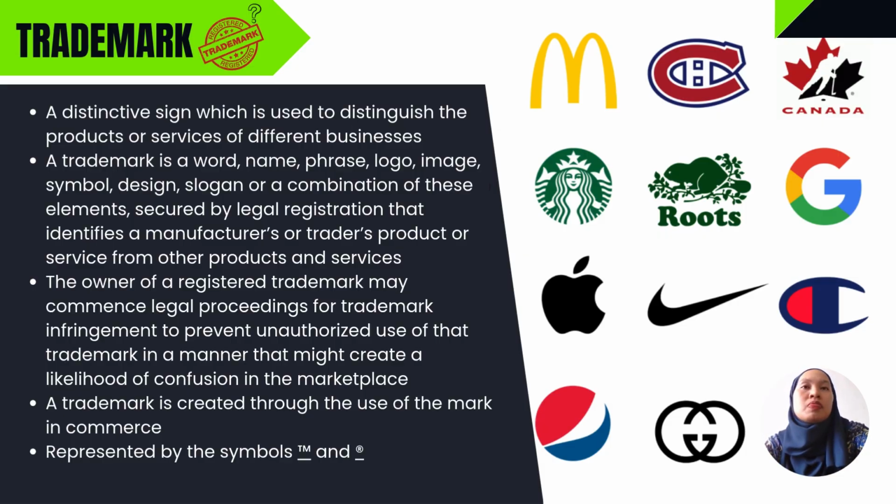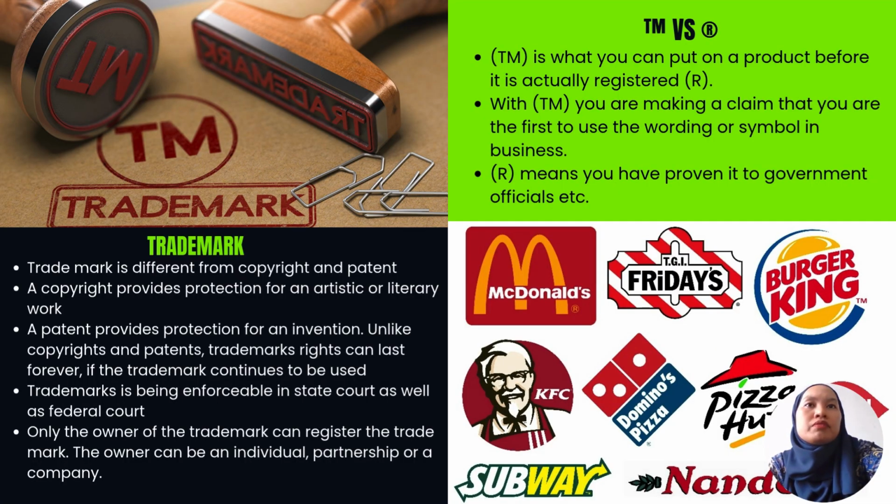Mostly all trademarks are represented by two symbols, TM and R. A trademark is different from a copyright and also a patent. We know that copyrights provide protection for artistic or literary work. A patent provides protection for an invention, for new processes, new inventions, new machines. But a trademark is enforceable in state court as well as federal court. It's two different things from the copyright and also from the patent.